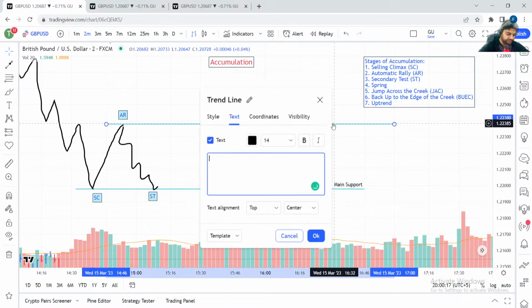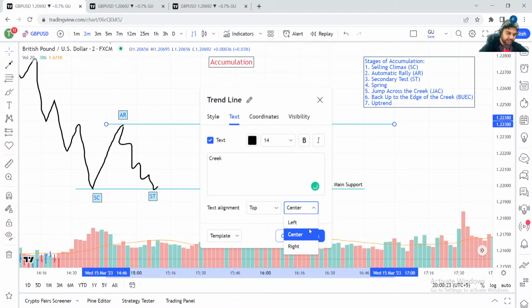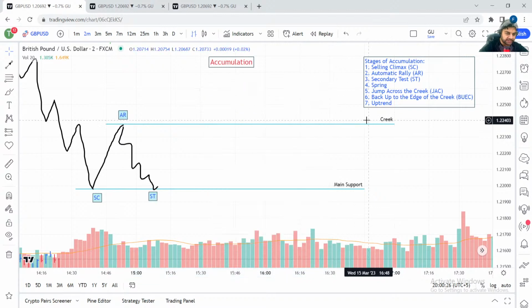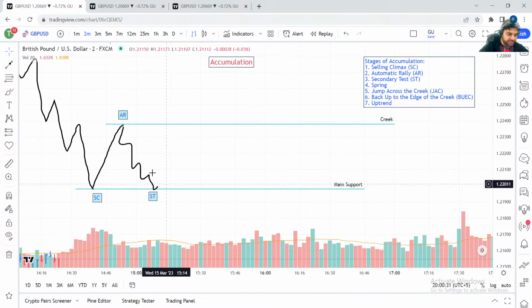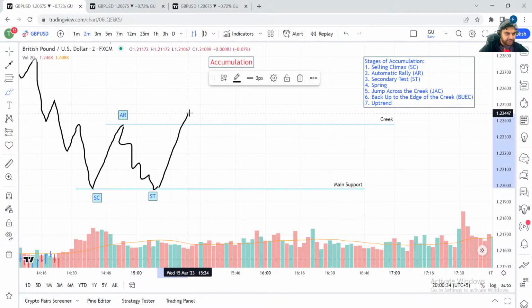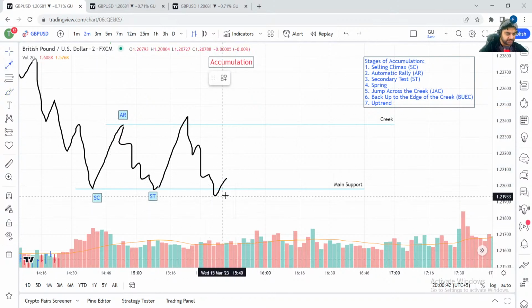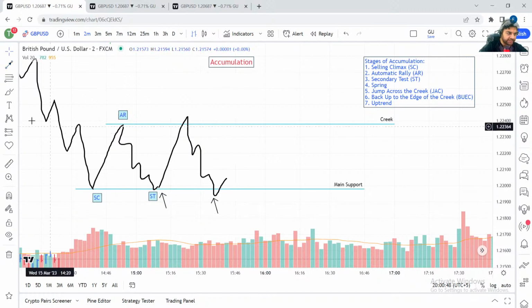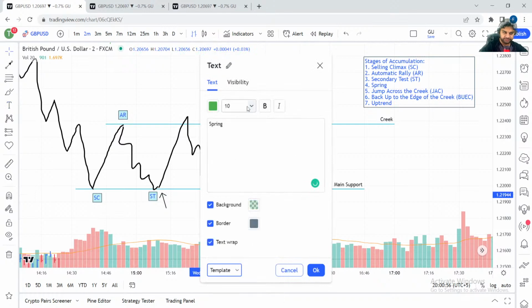How about this one? This is the creek, and I will put it on the right hand side. So you can see that this line is called creek. And then what happens? The market jumps up from here, and then it falls down again, and then you see a spring. So this point is a spring. You can buy over here, you should also buy over here, and I will call this a spring. So this is the spring, I will label it as such.